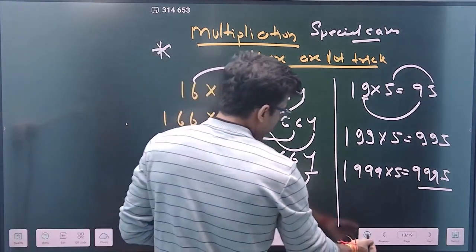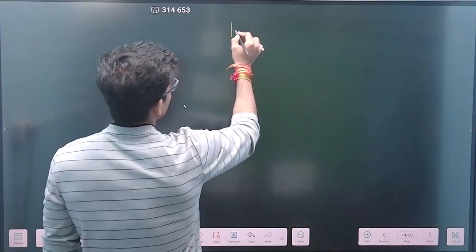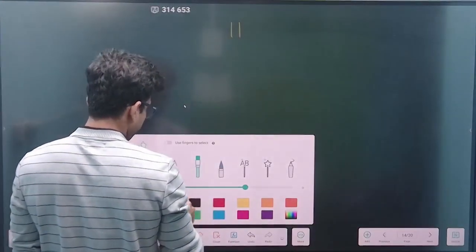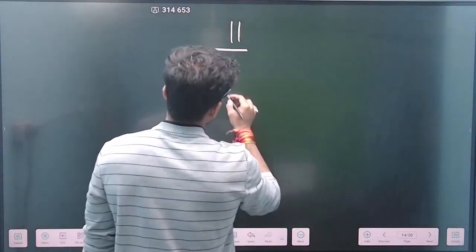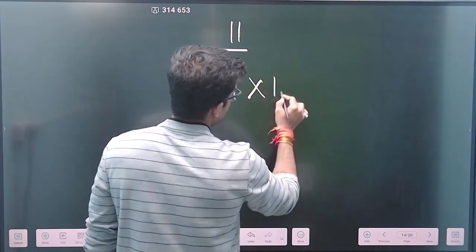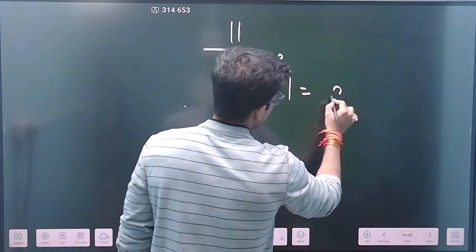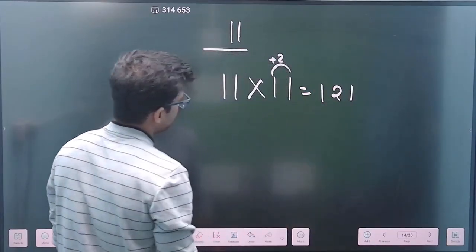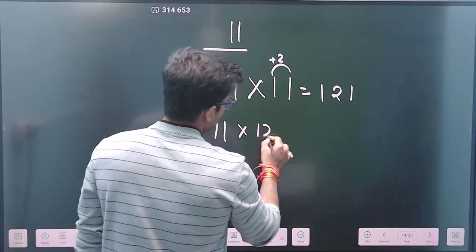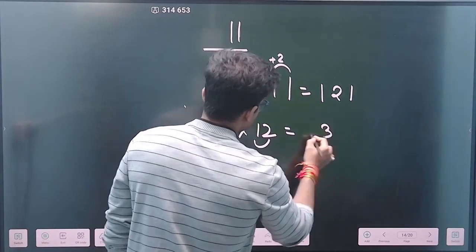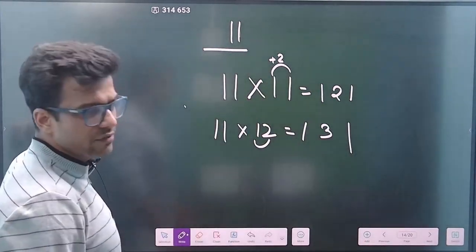Okay, now there are also some tricks, like let's take 11. 11 is a very popular number. So if you say 11 into 11, just add these numbers. 1 plus 1 becomes 2, correct? Write down 2 in between, write down 1 here, right? This you need to do. Suppose you write 11 into 12. What you do, just add these numbers to get 3 and put 1 here. Correct? You can just figure it out.